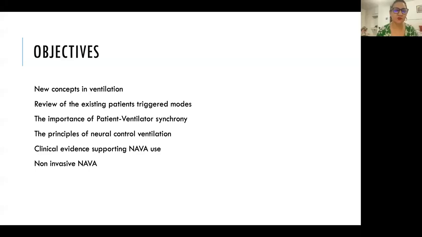The new concepts in ventilation. And we'll review the existing patient-triggered modes, because we need to know why we want to use another mode. And the most important part, patient-ventilator synchrony, is to be highlighted. And how does this neural control ventilation work? What is the principle? How do we set it up? And what is the clinical evidence to support our use?